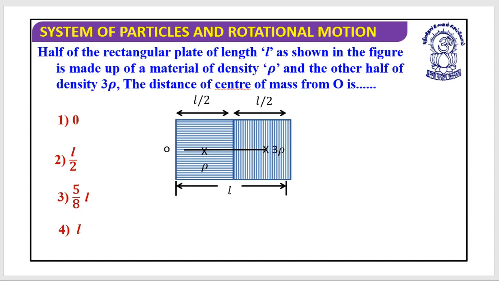Great. Let's move on. The question says that half of the rectangular plate of length L, as shown in the figure, is made up of a material of density rho. So this is my first material, made of density rho, and the other half is of density 3 rho. It says to find the distance of the center of mass from O. So how will you do this?